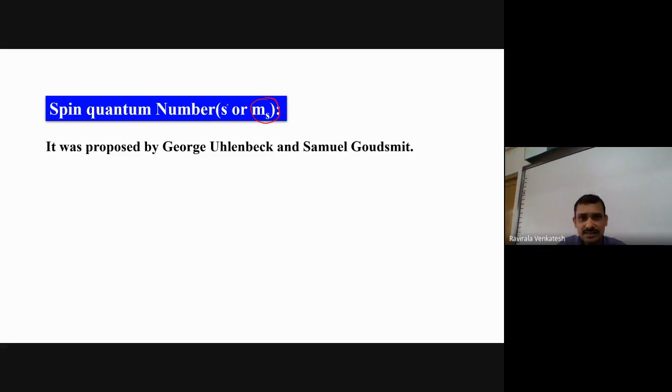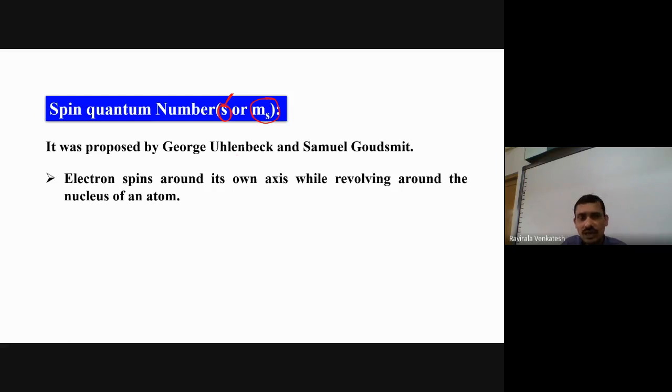ms or s. This s nomenclature we are using in the old books. But in the new books we are using ms. It was proposed by Uhlenbeck and Goudsmit actually. The electron spins around its own axis while revolving around the nucleus of an atom.